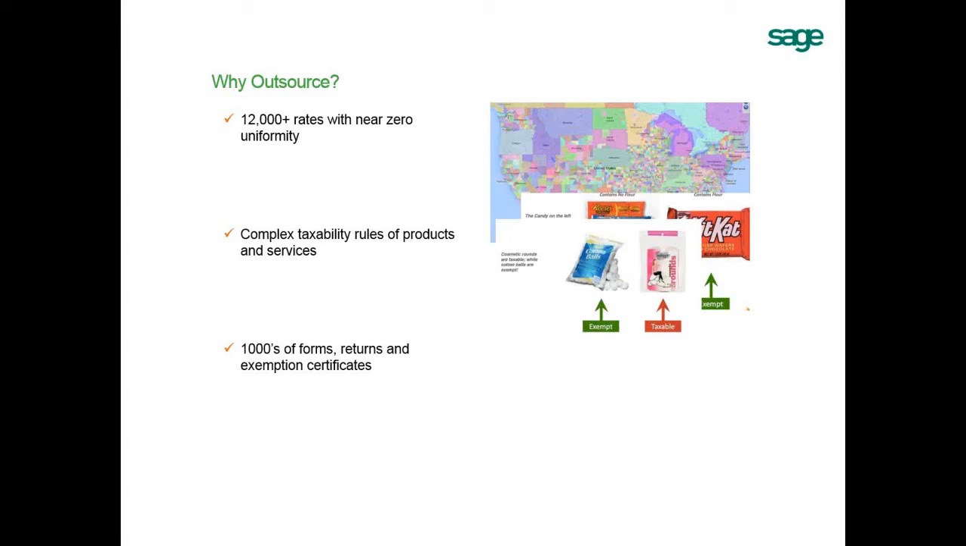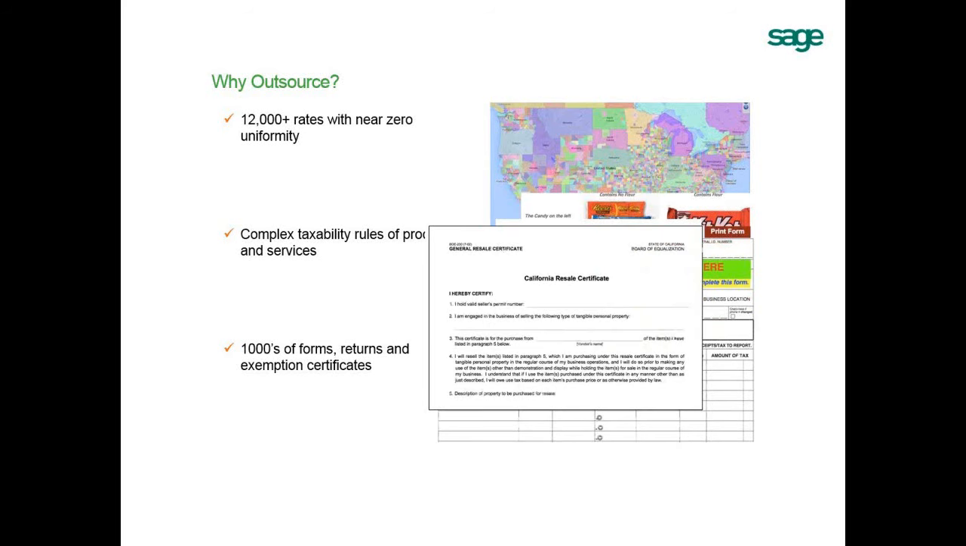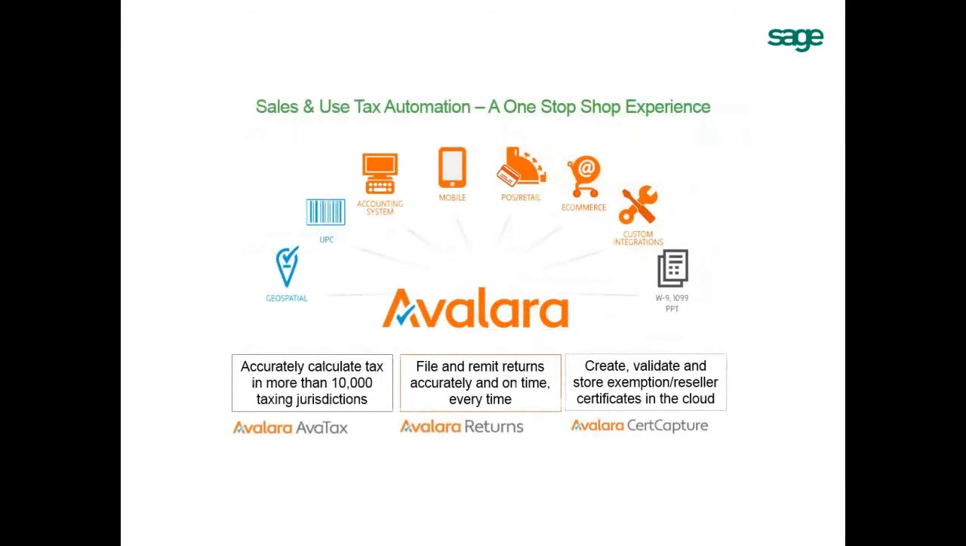Imagine with all the different items that you sell and the different clients that you sell to, all the different possibilities of taxability, and then throw in labor, and it gets even more interesting. Then you come to returns and exemption certificates, and every state has different forms. So you've got different returns, different rules and requirements, different resale certificates or other exempt documents, and it gets very complicated. So with Avalara, what we try to do is be a one-stop shop.